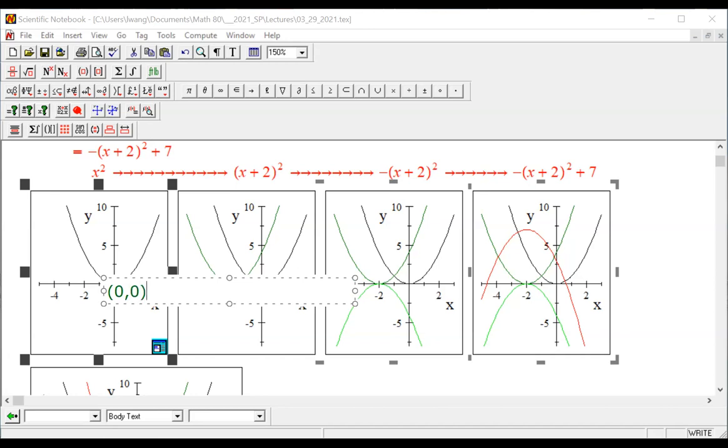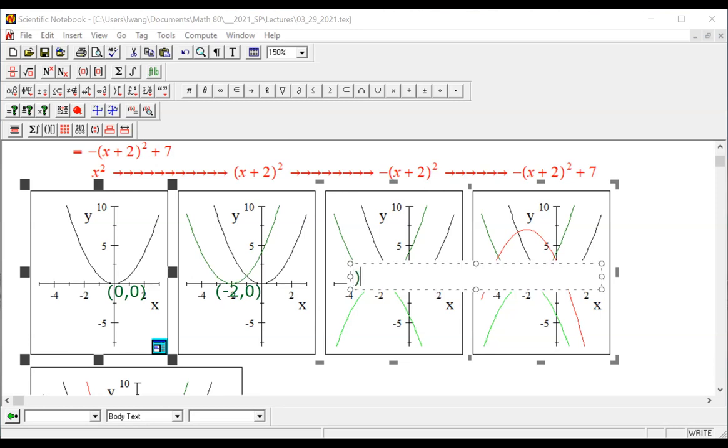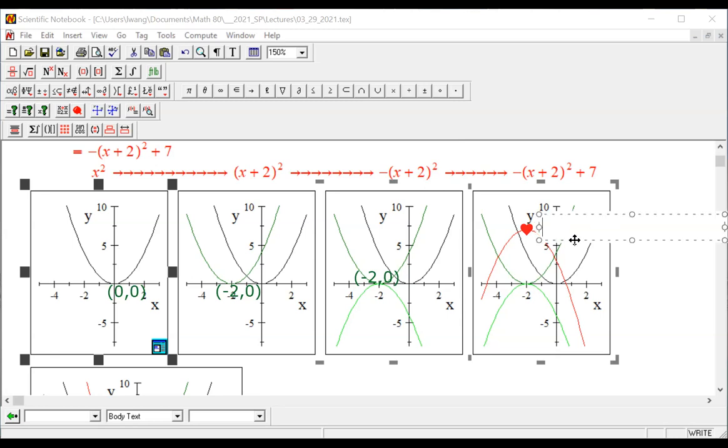0, 0, and that was shifted to the left, right? X plus two shifted to the left. And that's gonna be what? Negative two comma zero. Okay, flip over. It doesn't change, the vertex didn't change. It's still negative two comma zero. Okay, and shifted up by 7 units. So this final spot of vertex, okay? And that point is what? Is negative two, positive 7.